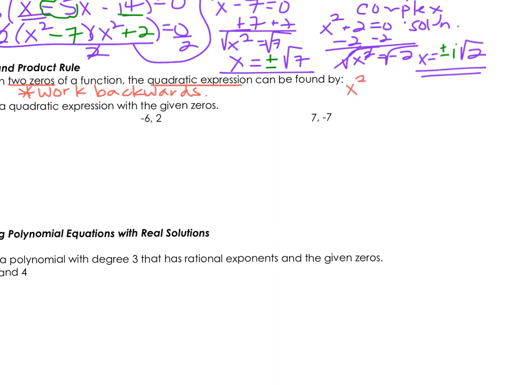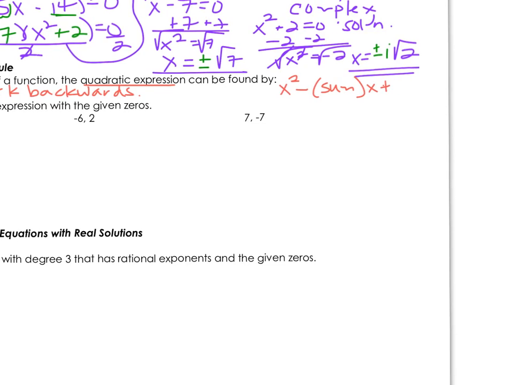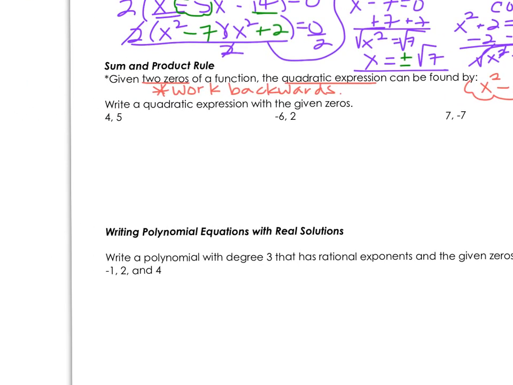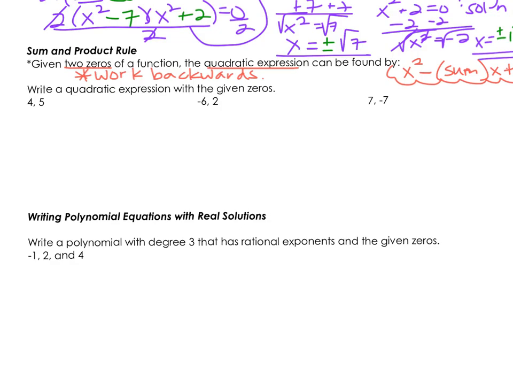x squared minus, take the sum of your zeros, and that's the coefficient for x, plus the product of your zeros, that's your constant. Ooh, and that's not going to fit. What a surprise. All right, there we go. We'll get that to fit right there. Make sure to have this template written down. x squared minus the sum of x times the product. Your plan is to look at the given zeros of the function and literally determine what the sum and the product are.